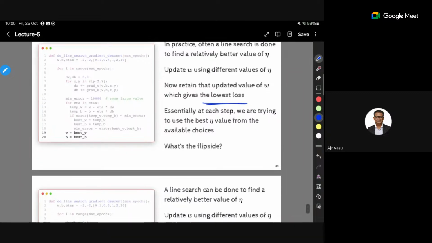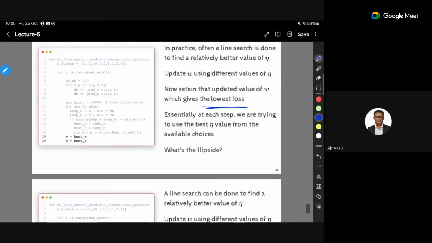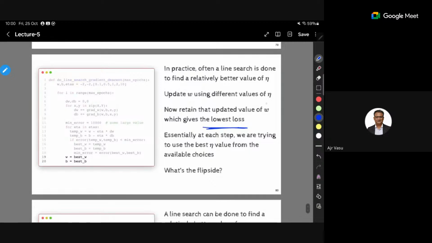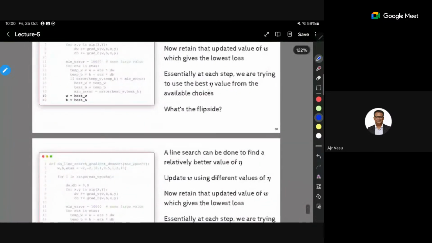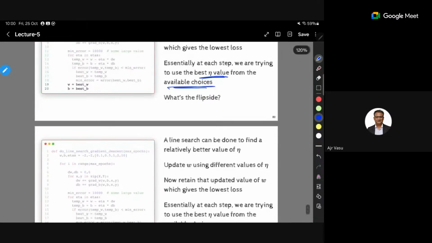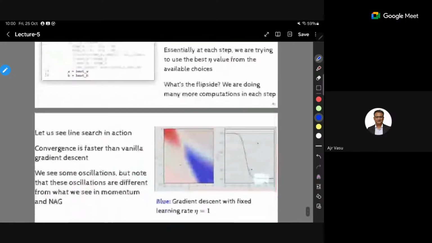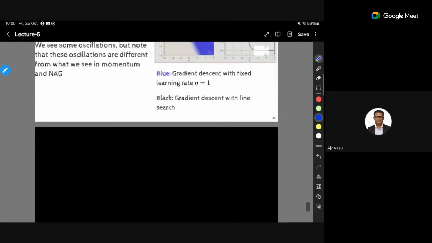Four or five options are always there in front of it: choose this one, choose that one. So whenever you retain the updated values of w which give the lowest loss, you use the best eta value from the available choices. Available choices will be there, and you are choosing the best out of that, at each iteration. I think that's all.